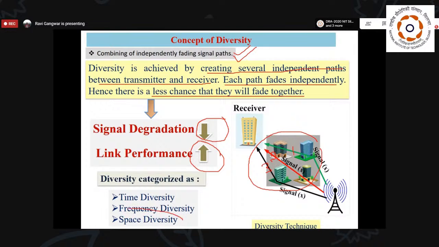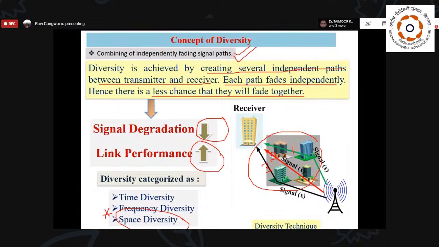The third one is space diversity, and that is basically our area of interest here. If we define space diversity, it is a method of transmission or reception, or both, in which the effect of fading can be minimized by the simultaneous use of two or more physically separated antennas.